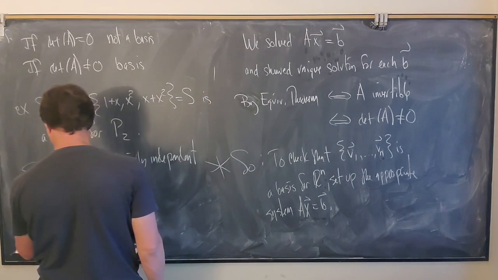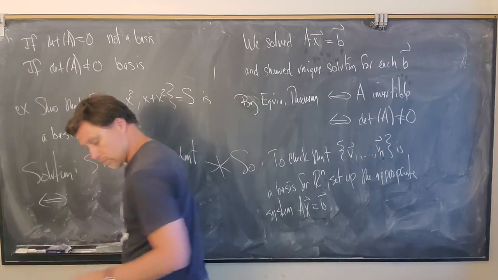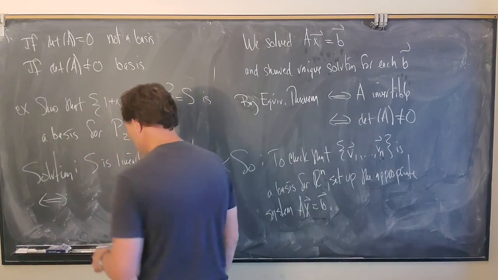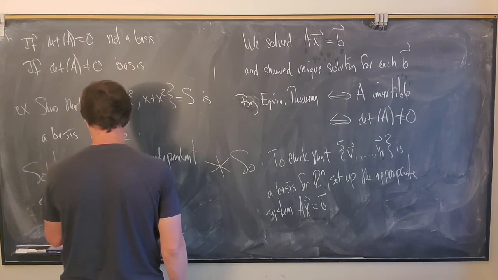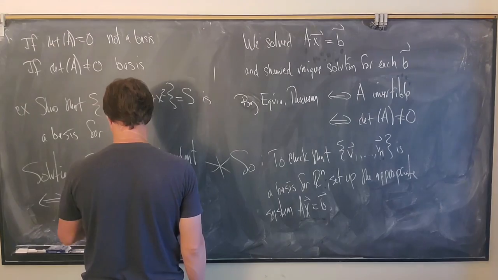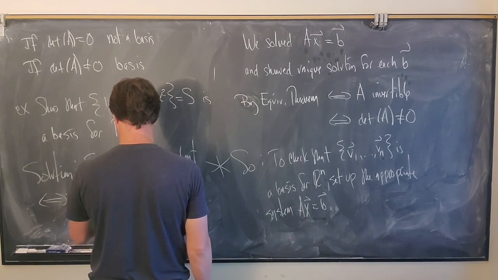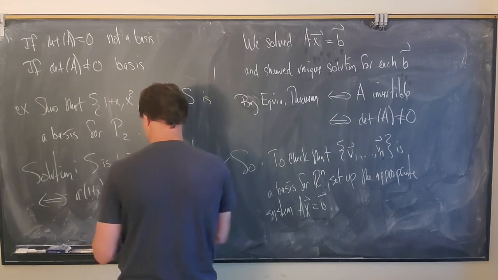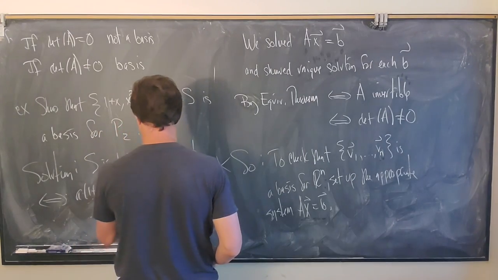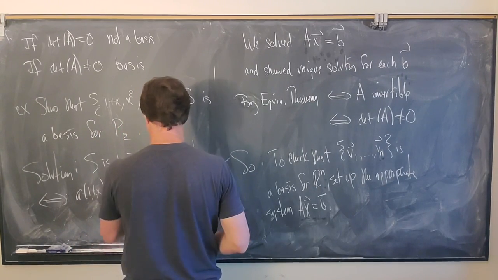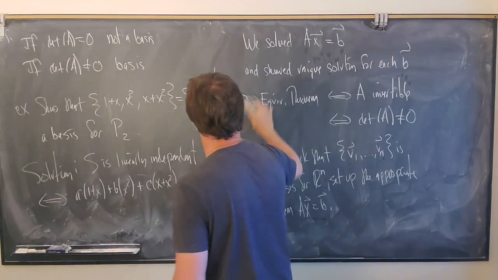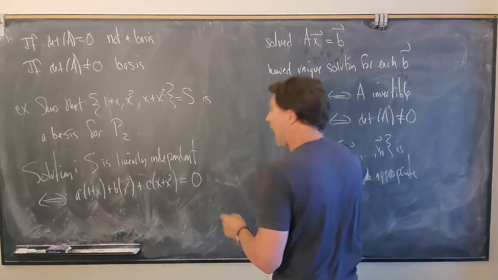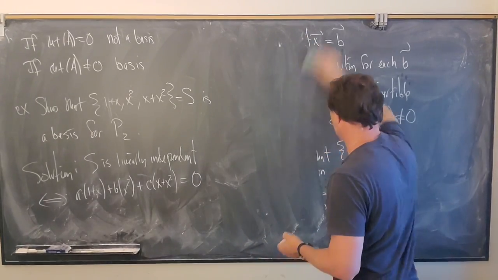if and only if, let's write it like this: a times 1 plus x, plus b times x squared, plus c times x plus x squared, equals the zero polynomial, only has the trivial solution.